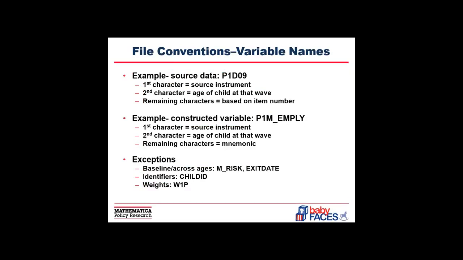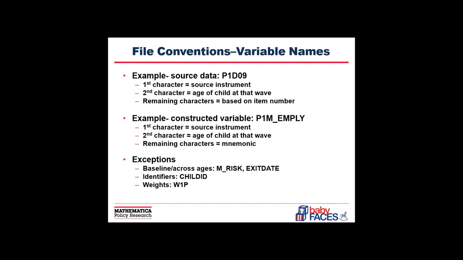Chapter 6 of the User's Guide also reviews several data file conventions, including variable naming. For Babyfaces, the first character represents the source instrument. Prefixes for each instrument are found in the User's Guide. The second character in the prefix represents the age at which the information was collected. You can then quickly identify the source and data collection age in both the variable name and the variable label. The rest of the variable name is based on the questionnaire or interview item number, or a shortened description of the construct in the case of the constructs. For example, the variable P1M_EMPLY is mother employed. So this eases going back to the questionnaire to understand how the question was asked and what the data represents.